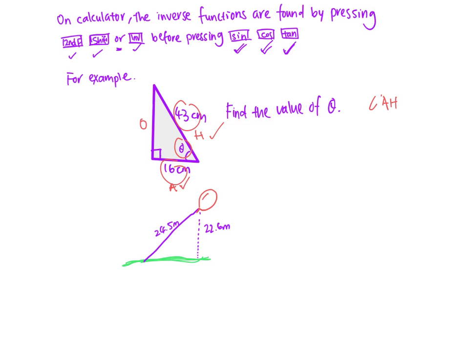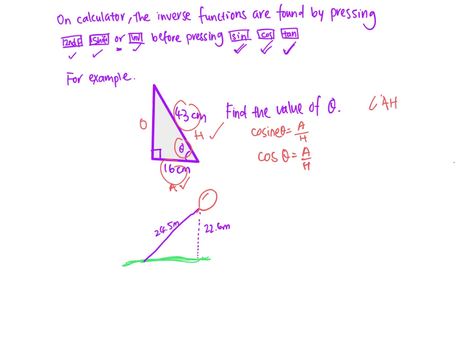So cosine equal to adjacent over hypotenuse. Or it can be written as cos theta equal to adjacent over hypotenuse, but this formula is for us to find the unknown length.